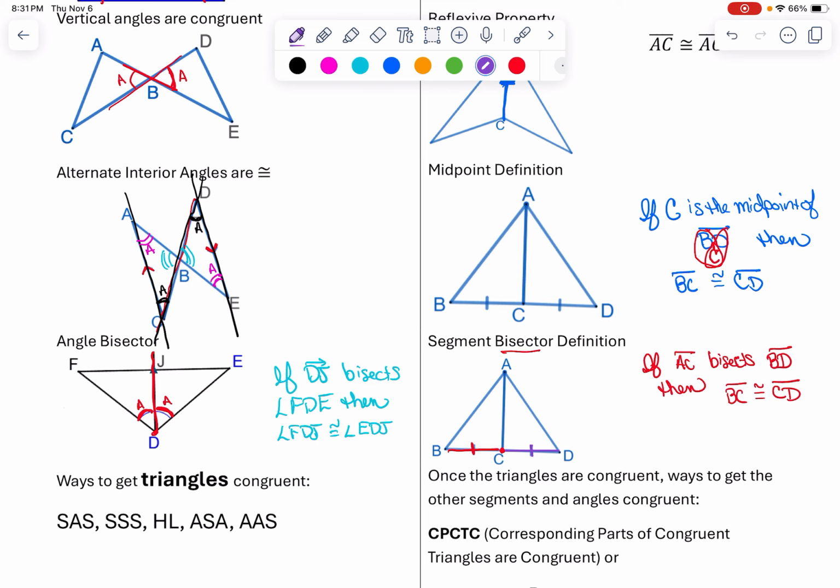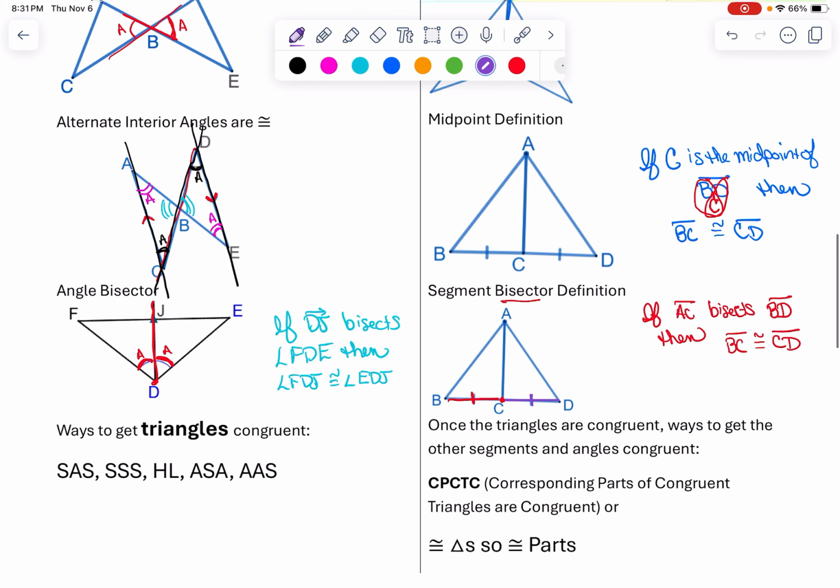Once those triangles are congruent, all the other parts have to be congruent to each other. So we can use the abbreviation, corresponding parts of congruent triangles are congruent, CPCTC, or we can simply say, hey, I have congruent triangles, so I have congruent parts.